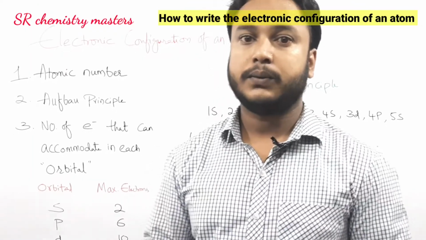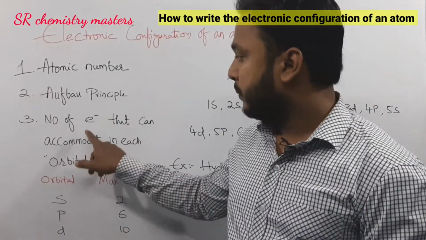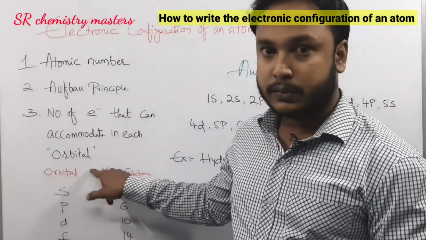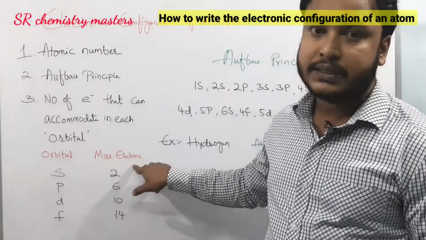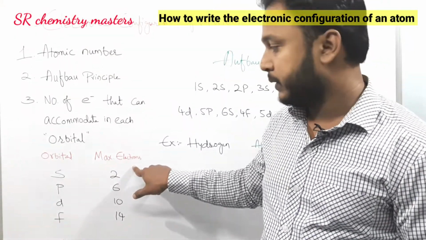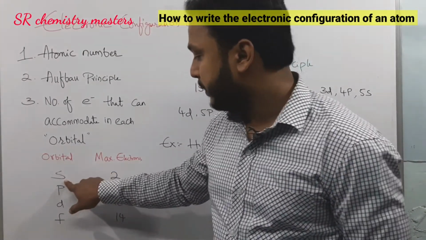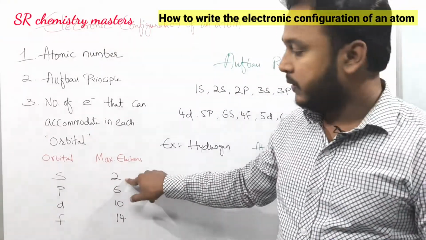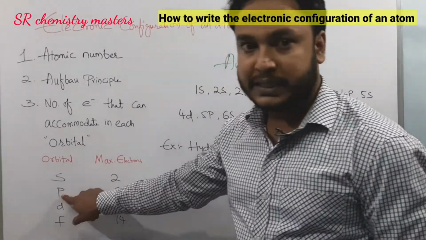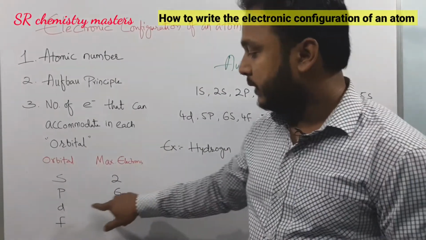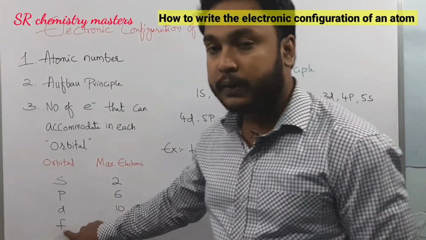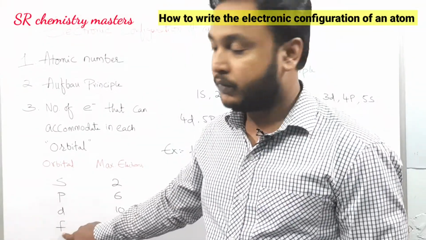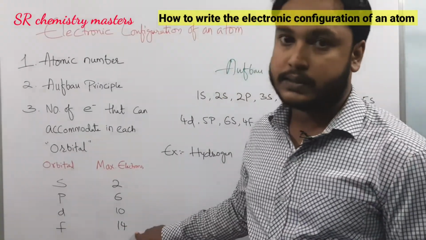The third thing we have to know is the number of electrons accommodated in each orbital. Here we have written the orbitals and the maximum number of electrons which can be accommodated in each. S orbital can accommodate a maximum of 2 electrons, whereas p orbital can accommodate a maximum of 6 electrons. D orbital can accommodate a maximum of 10 electrons. F orbital can accommodate a maximum of 14 electrons.